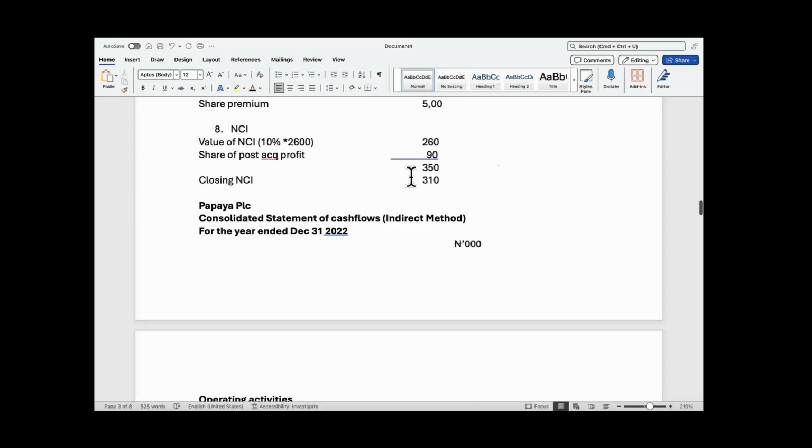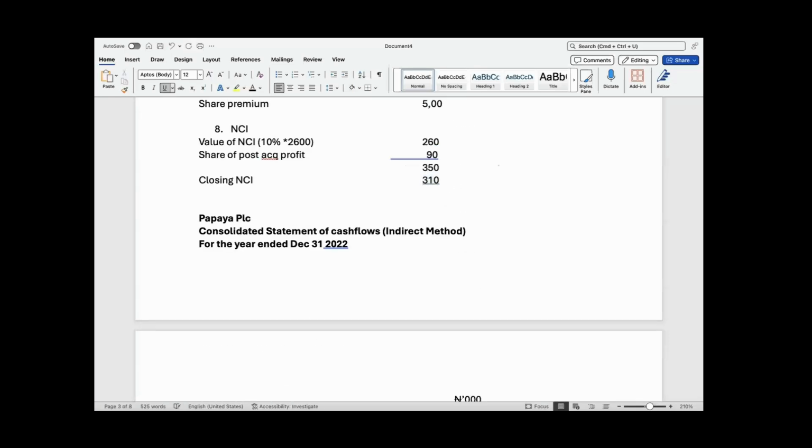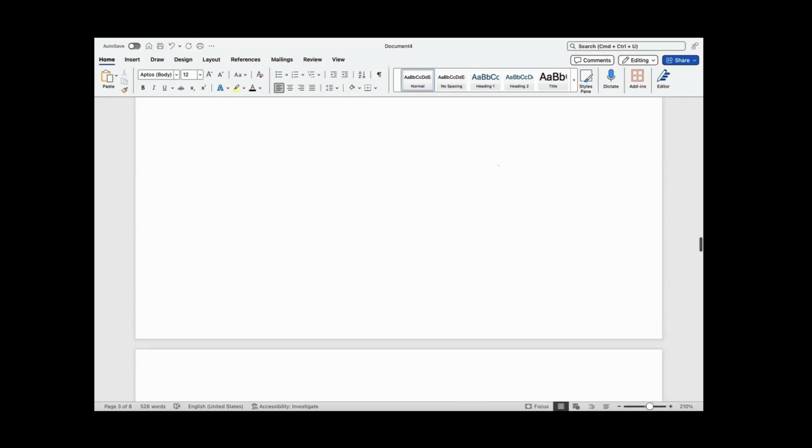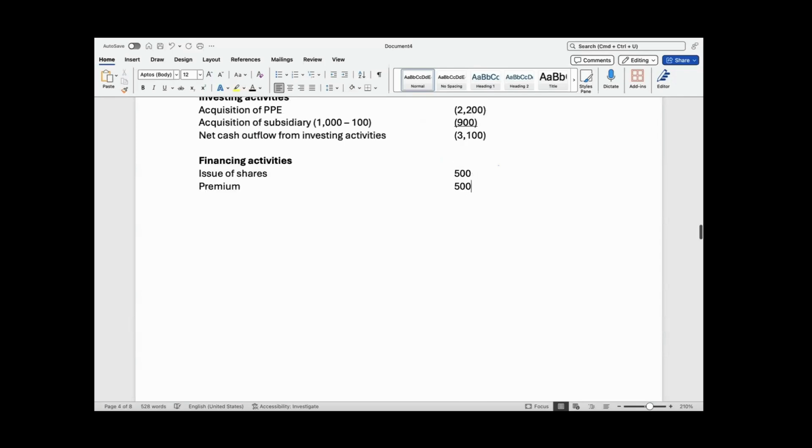So the difference is as a result of dividend paid of how much? 40 naira. So we go to dividend paid, 40. Do you have any other item? No. So net cash inflow from financing is 960.